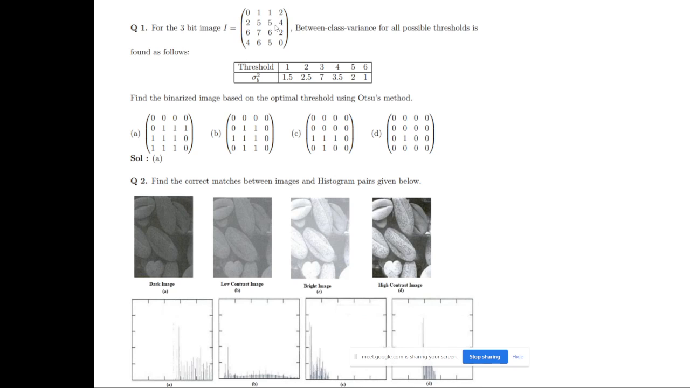Then you make the values which are greater than 3 as 1, and the values which are less than 3 as zeros. Here 1 is less than 3, so it becomes 0, and the other becomes 0, this becomes 0. So you will get an output A. So the answer will be A.